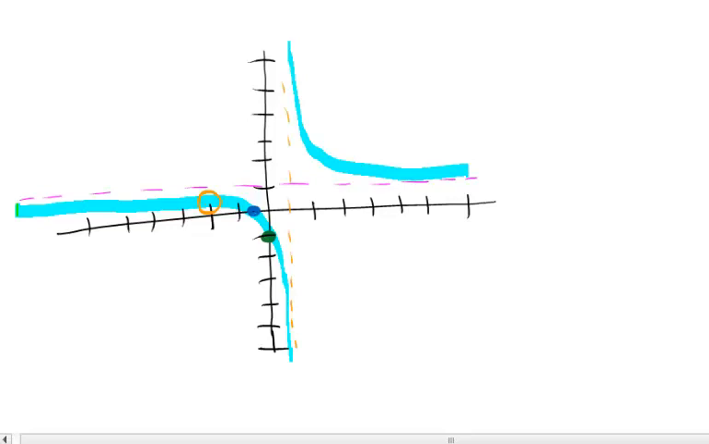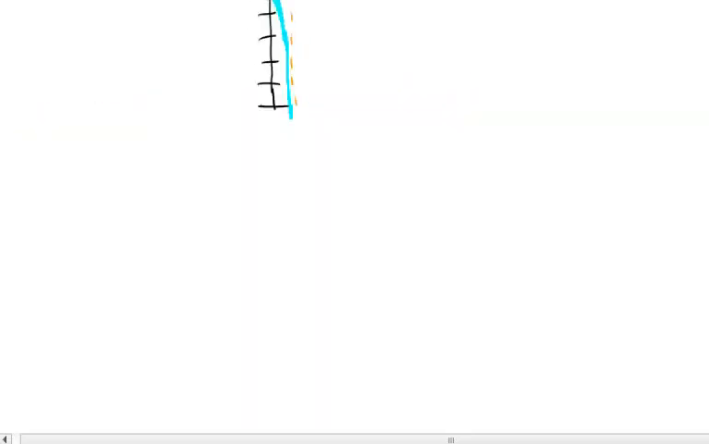So because that -2 divided out, it became a hole in the graph. It's not actually an x-intercept. It's a hole in the graph, and so it doesn't quite behave like we expected it to. Let's graph one more before we're done for the day. Let's graph x plus 1 over x squared minus x minus 6.